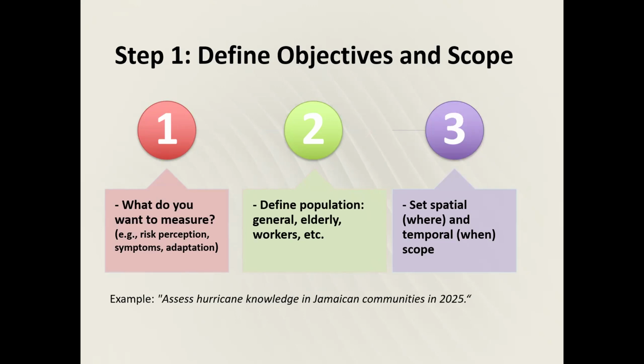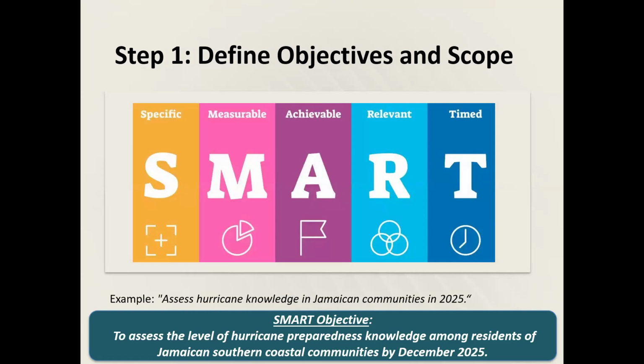Yes, we want to do that, but we could focus this a little more. When we say hurricane knowledge, is it just broadly across the board, or do we want to have SMART objectives? Objectives that are specific, measurable, achievable, relevant, and time-bound. So we may change that original objective to say we want to assess the level of hurricane preparedness knowledge among residents of Jamaican southern coastal communities by December 2025 or by June 2025. This way, we know specifically what we're looking at. We can measure it. It is achievable. It is also relevant to the communities and the country, and it is time-bound.